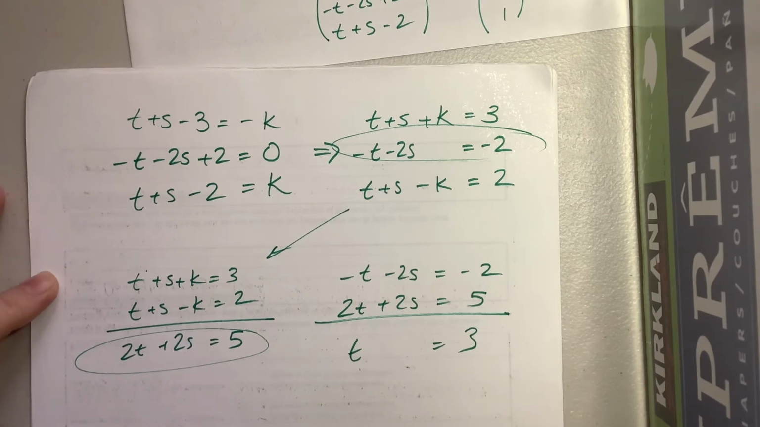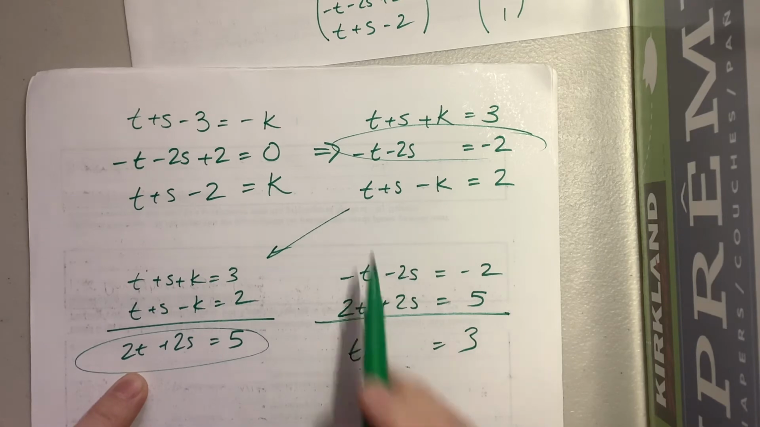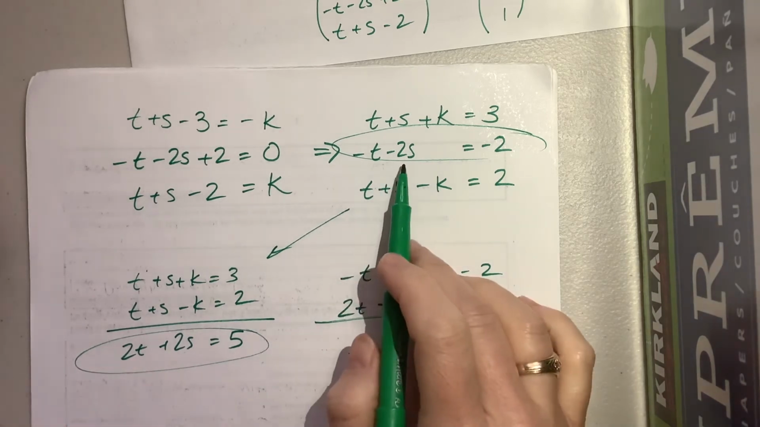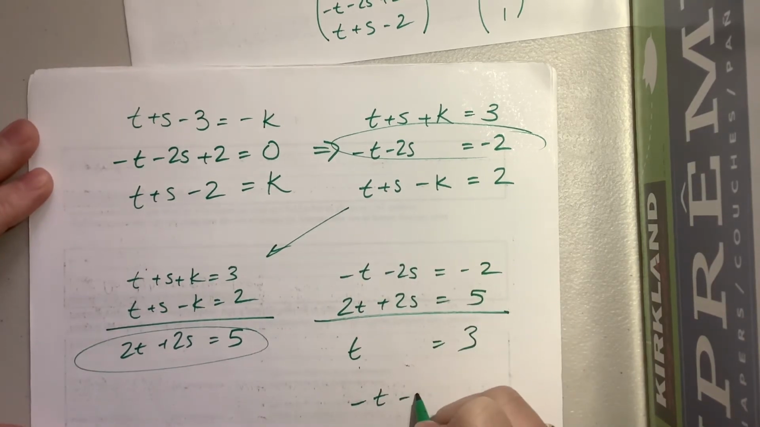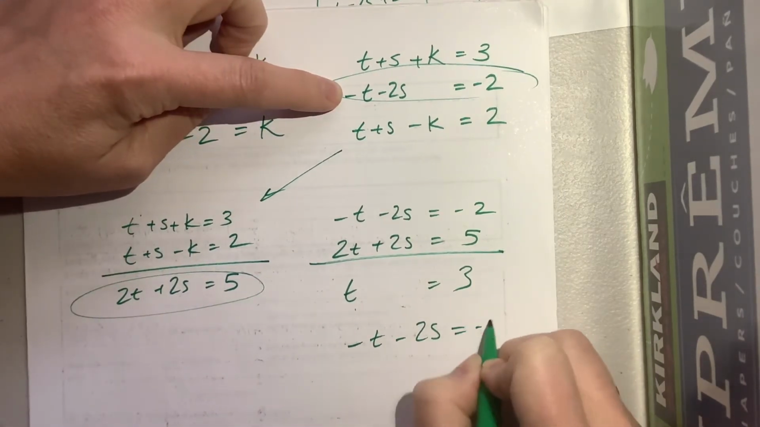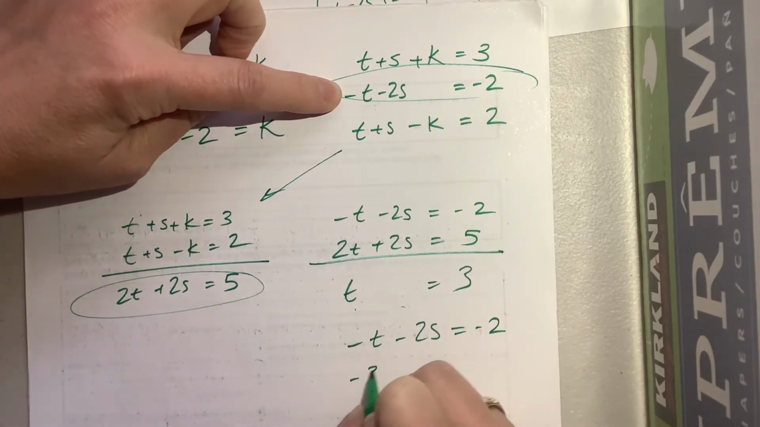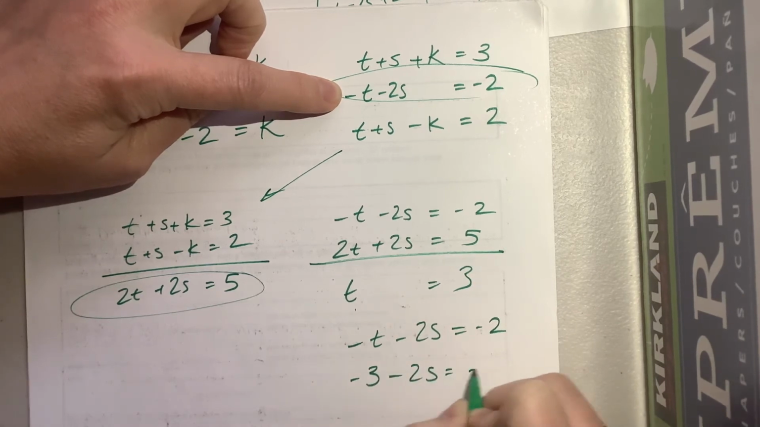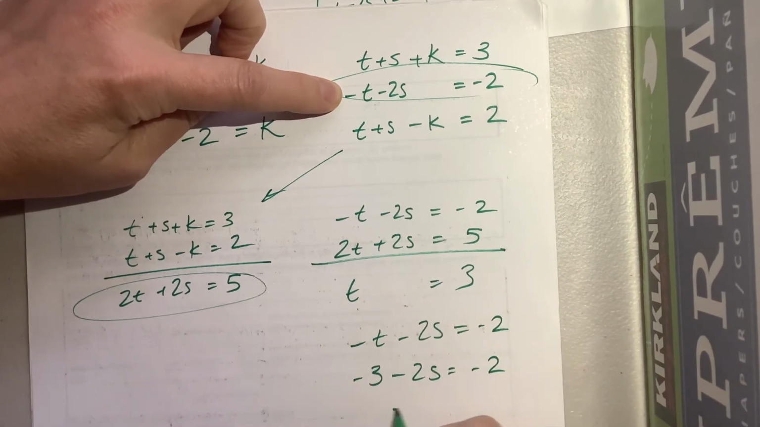And now we need to find our S value. So I know from here or here that negative T minus 2S equals negative 2. We just said T was 3. Add 3, so negative 2S is equal to 1. S is equal to negative 1/2.